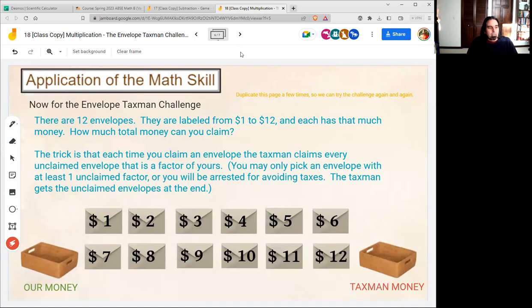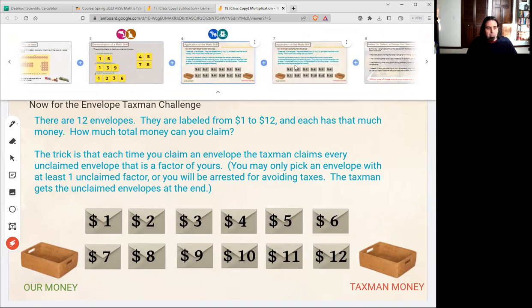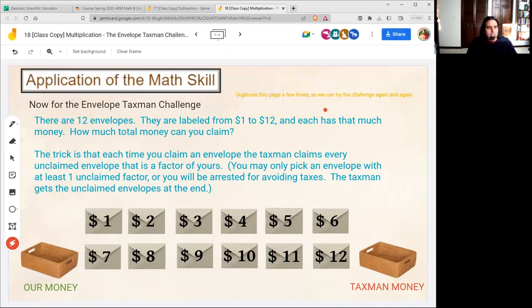Okay, but on to the fun thing. Here is the challenge. And I'm going to make a copy of it so we can mess it up and keep the original. So I'm actually on page 7 up above. Don't mess up the one that's page 6. Okay, so we have 12 envelopes. There they are. And they're labeled 1 to 12, and they have that much money in them.